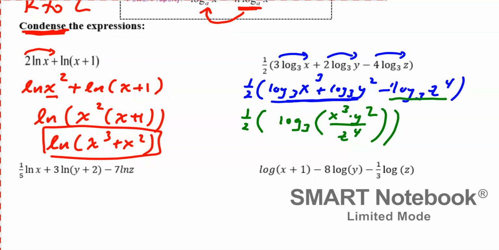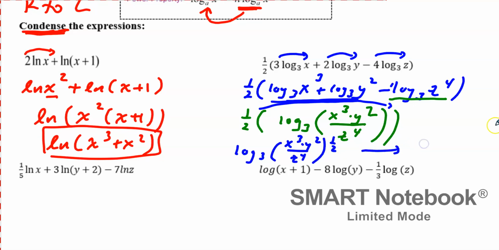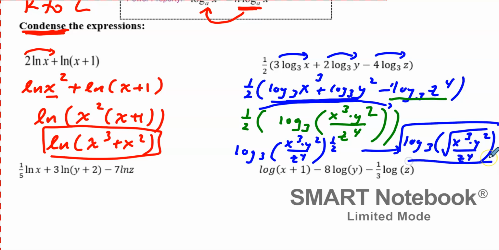The last thing we need to do, or I guess second to last step, is that 1/2 is going to come up to the top because it needs to condense more. So we'd have log base 3 of x cubed times y to the second over z to the fourth, all raised to the 1/2 power. But if we're still condensing, the 1/2 really means square root. So we'd have log base 3 of the giant square root of x cubed times y to the second over z to the fourth. This would be my final log completely condensed.